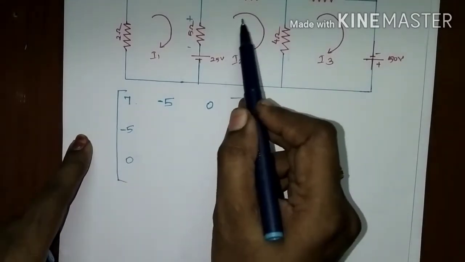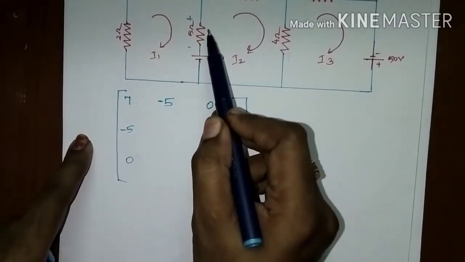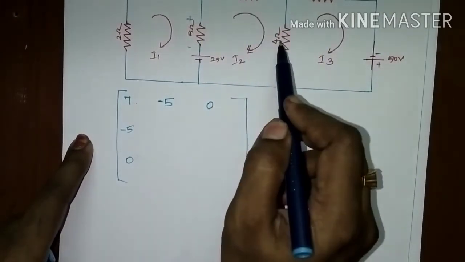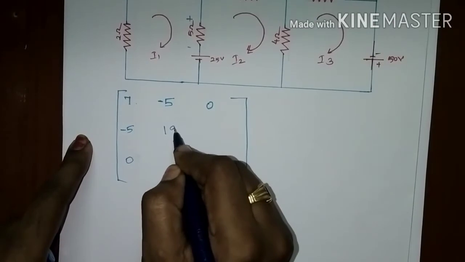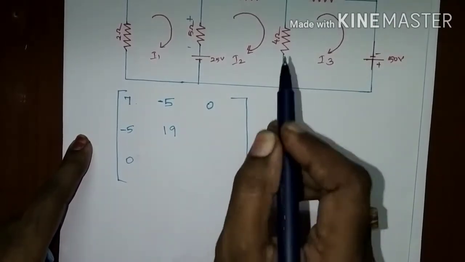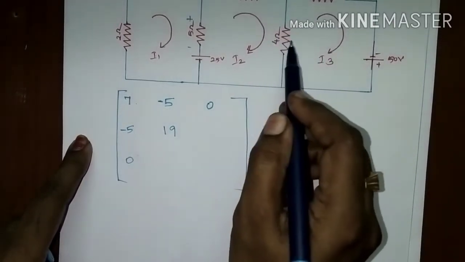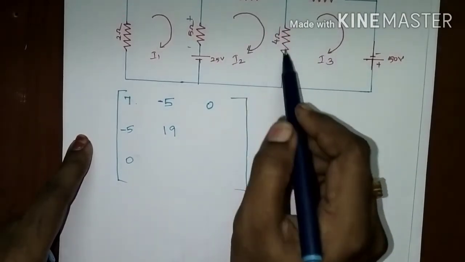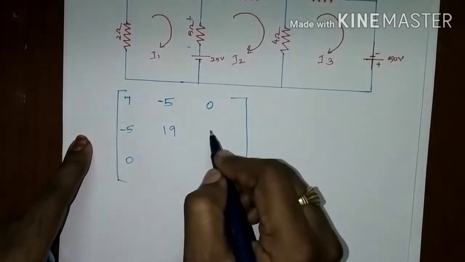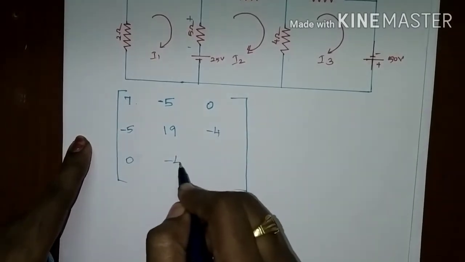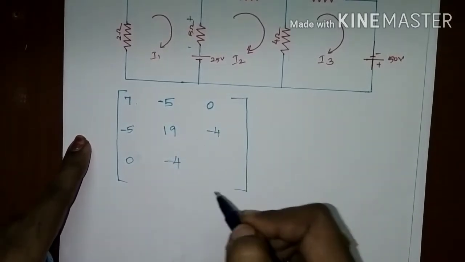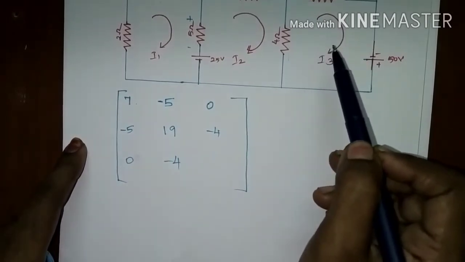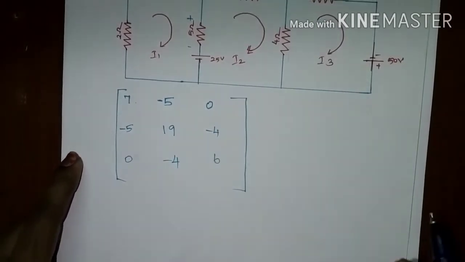The next element is the current I2, which flows through the resistances of 5, 10 and 4. 10 plus 4 is 14, 14 plus 5 is 19. Next is the resistance common to the second and third meshes, that is 4. Check the current direction: both are in opposite directions. One flows from top to bottom, the other from bottom to top. So it is minus 4. The resistance matrix is a symmetric matrix, so write it accordingly. And the last is the self-resistance of the third mesh: 4 plus 2 is 6.